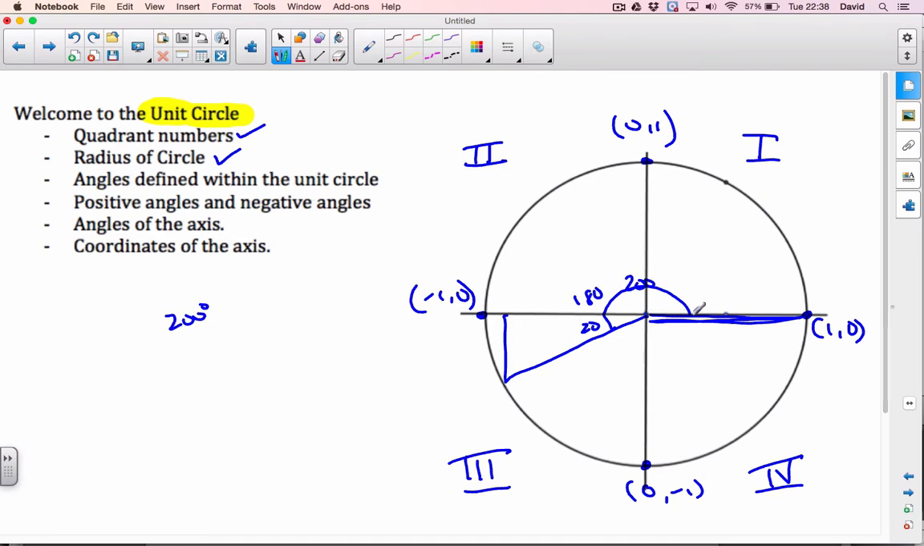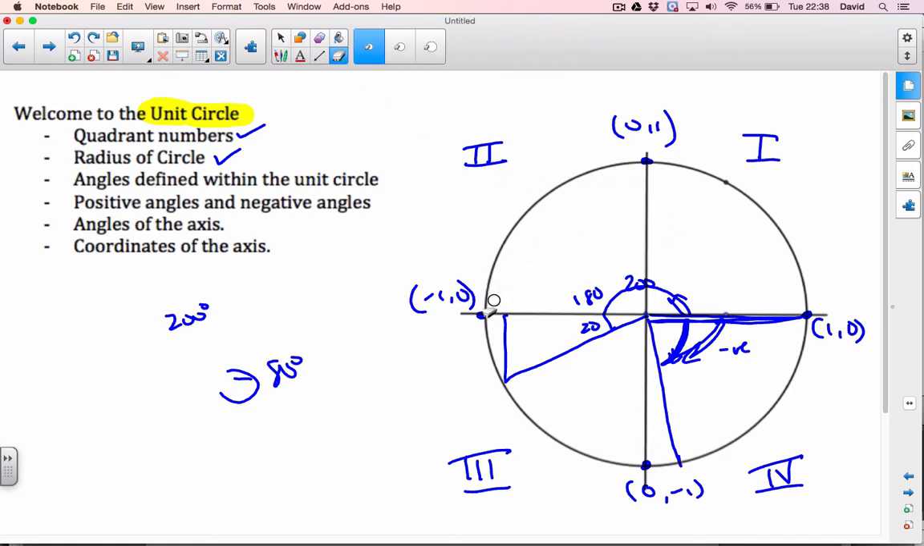Now going this direction is positive. If I go in this direction, I have negative angles. So if I wanted to say negative 80 degrees, well, that starts here as well, and it goes in this direction to about here. And there's where the 80 degrees would be in the negative direction. So positive and negative angles refer to the direction you go around the circle.